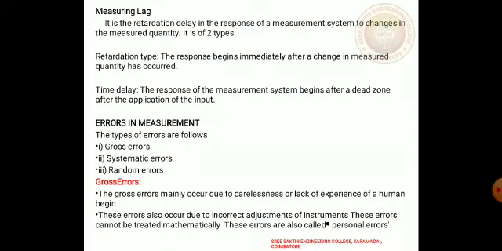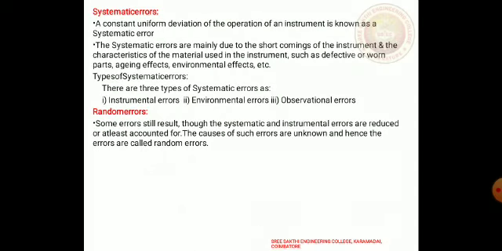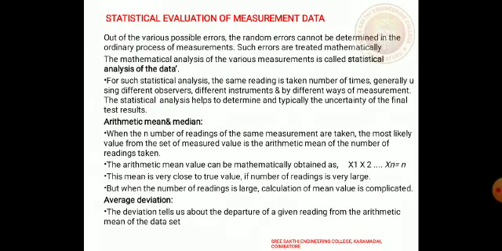Next we discuss random error. Some errors still result even after the systematic and instrumental errors are reduced or at least accounted for. The causes of these errors are unknown, and hence the errors are called random errors.